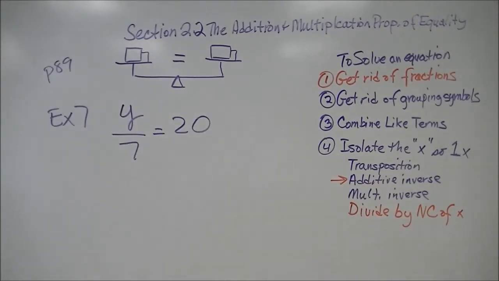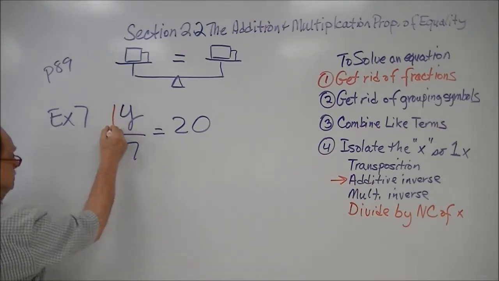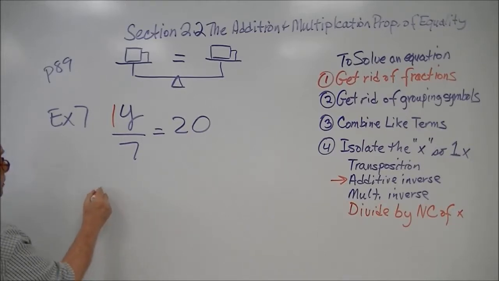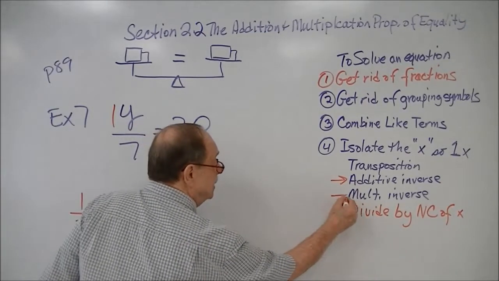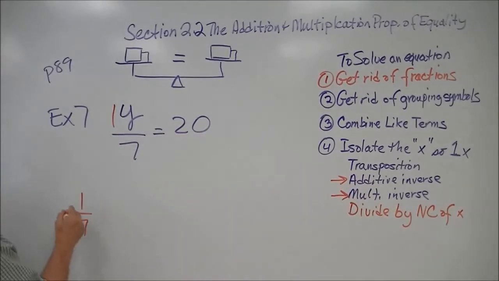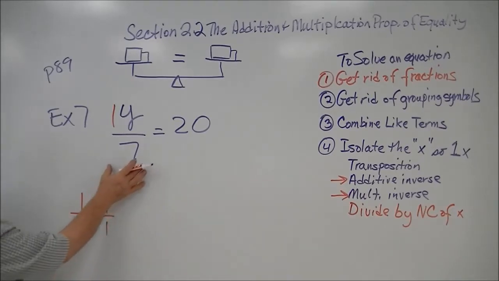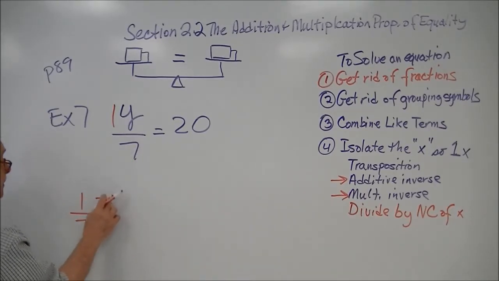In example 7, again, a little twist of what we've had. So this is a fraction. Now, keep in mind there is a 1 here. So in a sense, our fraction is 1/7. Well, if we want to get y by itself, what are we going to multiply by? Well, the multiplicative inverse, which is 7/1. Now, we can write this just as the 7.